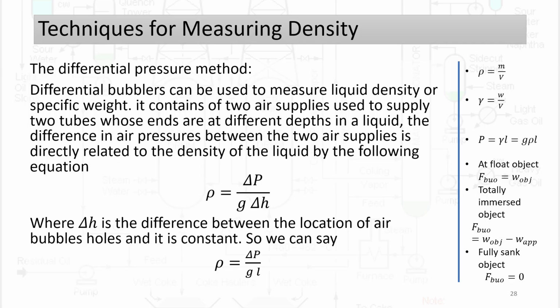Another method for measuring the density is the differential pressure method. It is based on the idea of changing the pressure over the difference in the height. If we fix the height, we can just measure the change in the pressure here, and based on that I can measure the density here.